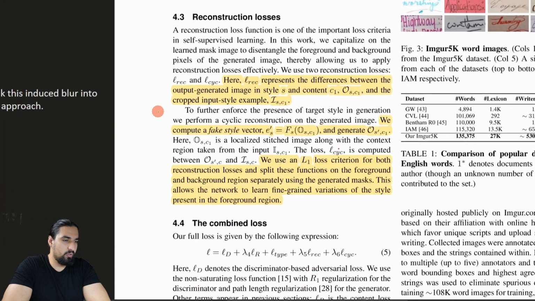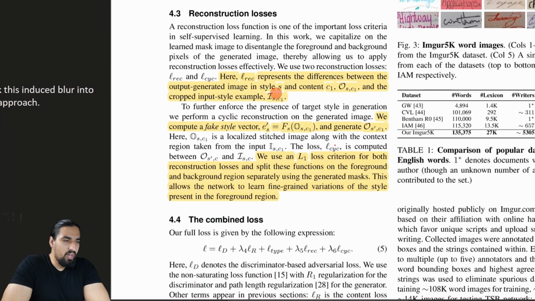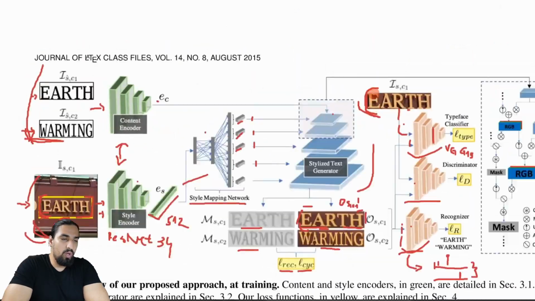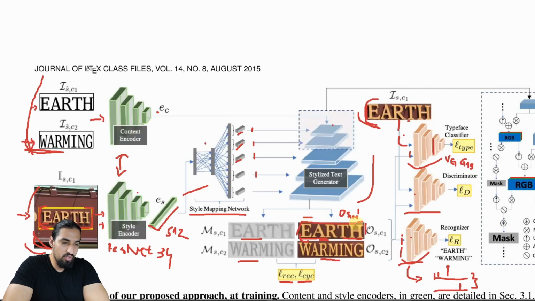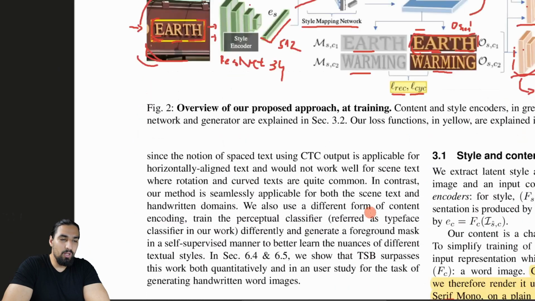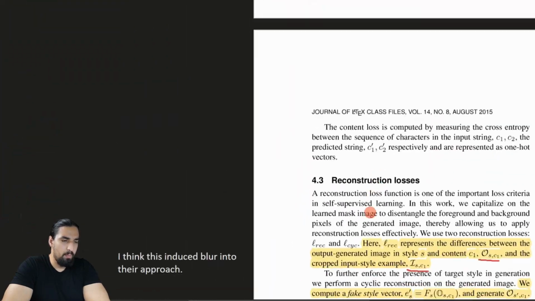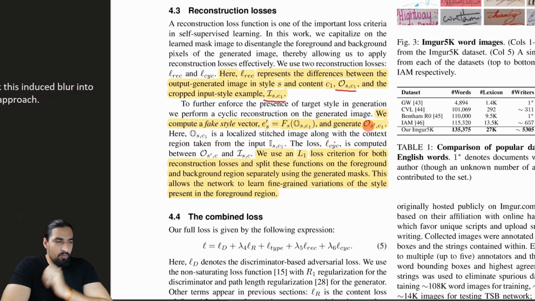And now let's focus on the reconstruction losses. Here LREC represents the differences between the output generated image in style S and content C1, and the cropped input style example ISC1. I think I explained this, but let me go back here. They're going to do L1 between this thing here, so this Earth, and this one. And because they're doing L1, I'm pretty sure this is causing the blurriness problem they have. Yep. Okay. Finally, we compute a fake style vector ES prime and generate this image.